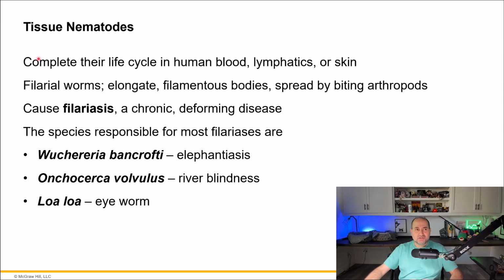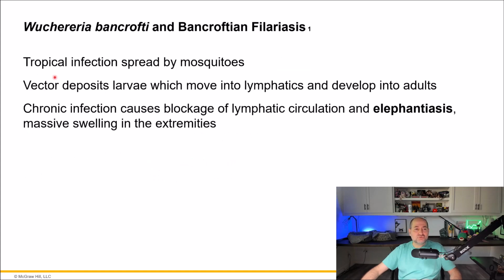All right, next let's talk about the tissue nematodes. Remember, these are the filarial worms that cause filariasis, a chronic deforming disease. Let me show you an example. Wuchereria bancrofti, which causes elephantiasis. This is a tropical infection spread by mosquitoes. Mosquitoes are the vector that deposit worm larvae on the host, on the human. Those worms migrate to the lymphatics and develop into adults.